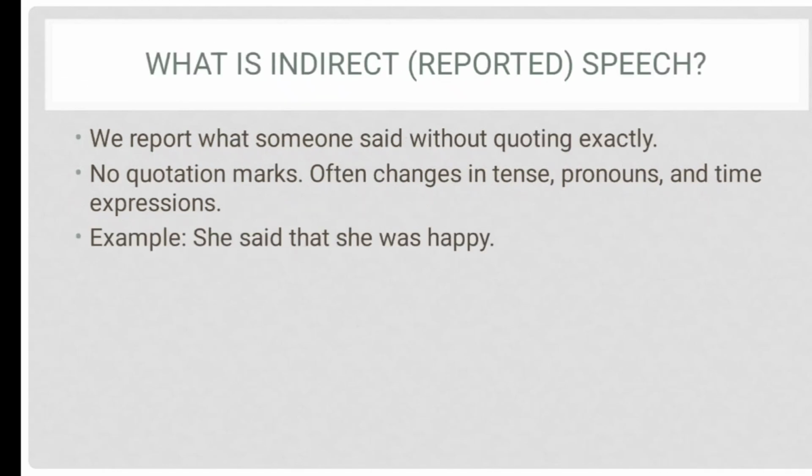What is indirect speech? Indirect speech tells us what someone said but not in their exact words. In indirect speech, we remove the quotation marks. Sometimes we also change the tense, pronoun, and time expressions. For example, direct: She said, "I am happy." Indirect: She said that she was happy.